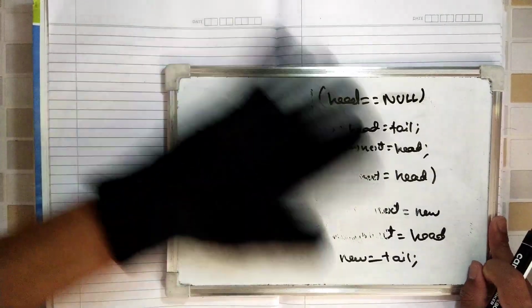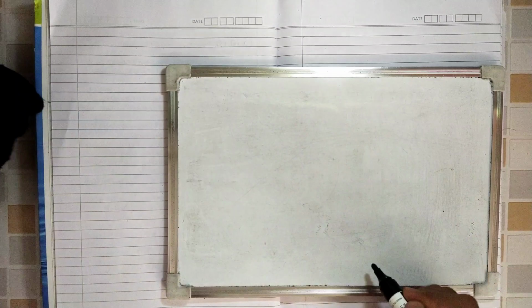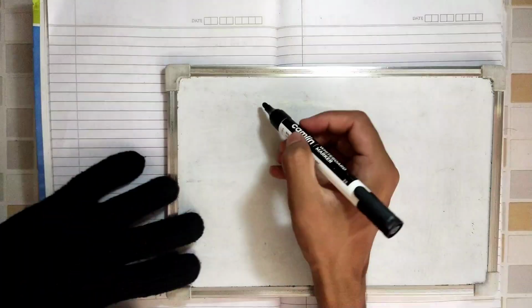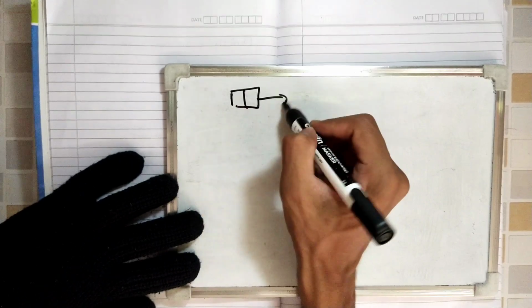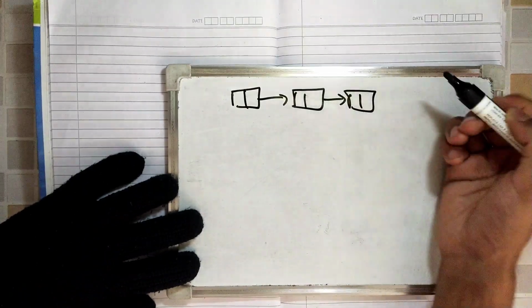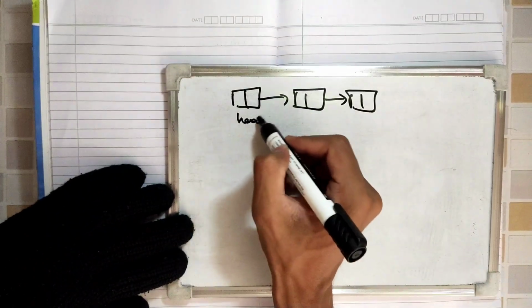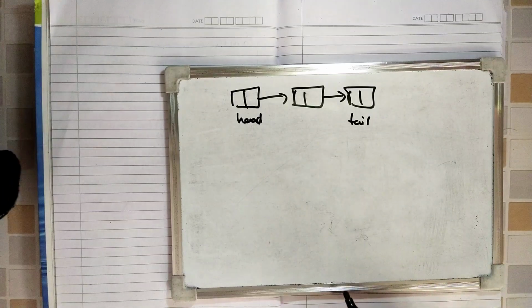Now let us see if many nodes are there, how we will do insertion. The same thing is used again here, for more than one node. So now only one node, now more than one node. Let me draw a diagram first. So this is my head here, and this is my tail over here. Now more than one node is there.